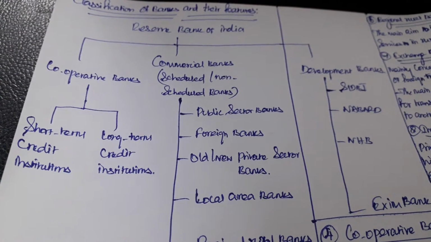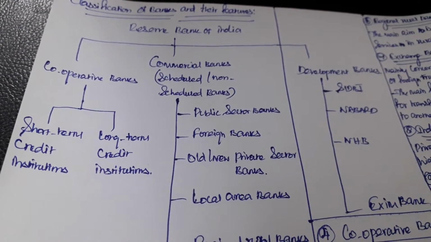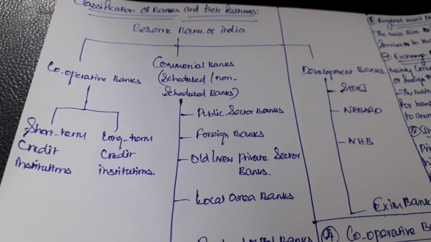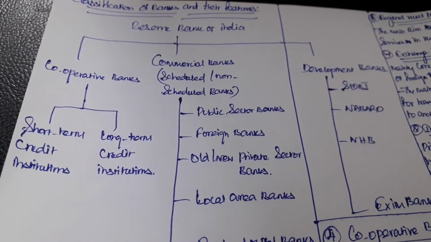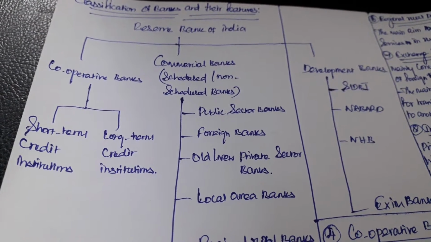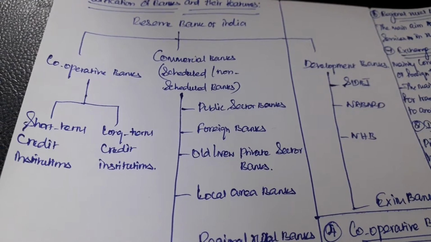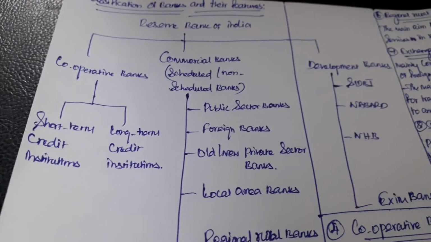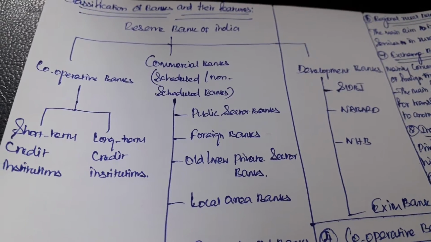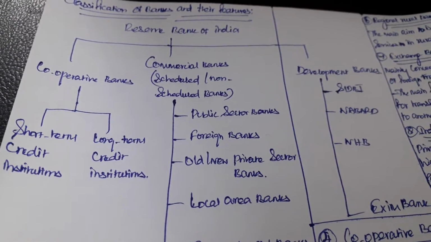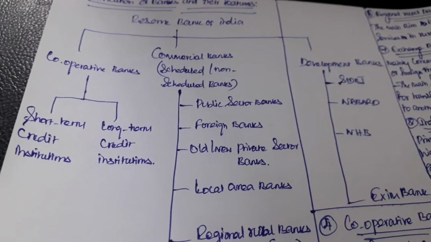Under cooperative banks, there are two kinds of institutions. The first one is short-term credit institutions. The second one is long-term credit institutions. Both are together called term credit institutions also.